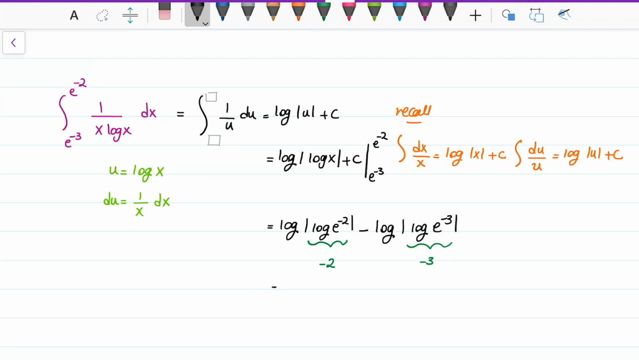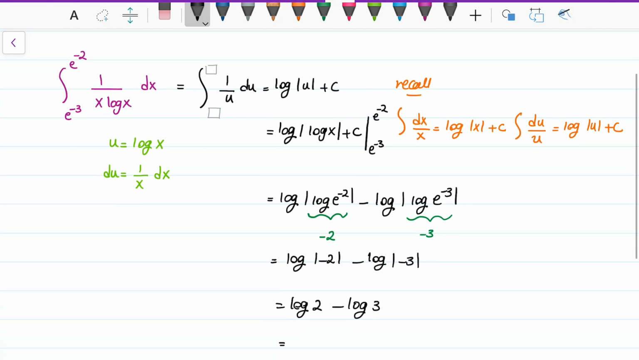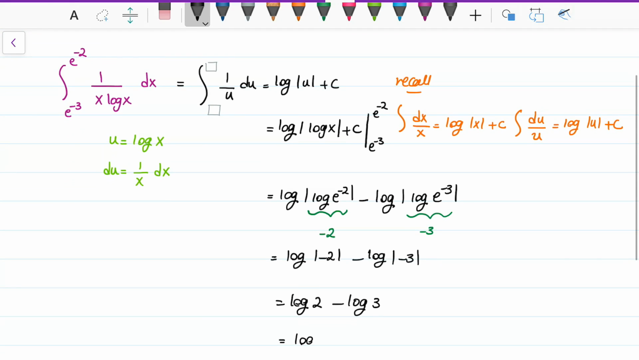Both of them are inside absolute value, so I get the log of the absolute value of negative 2 minus the log of the absolute value of negative 3. So I get the log of 2 minus the log of 3. And based on the log rules, it would be the log of 2 over 3.